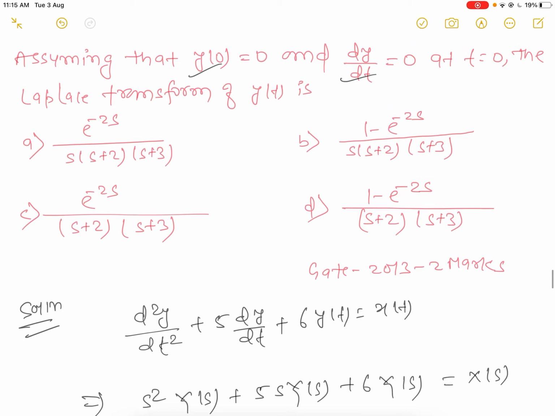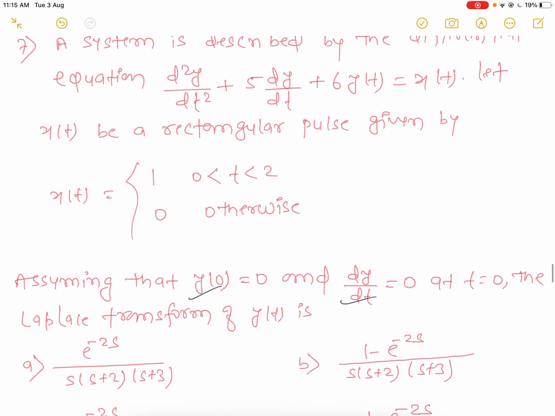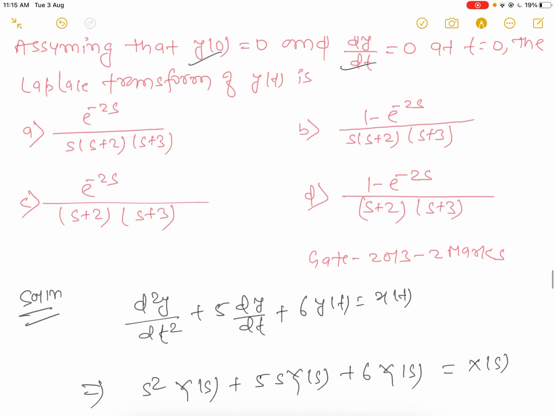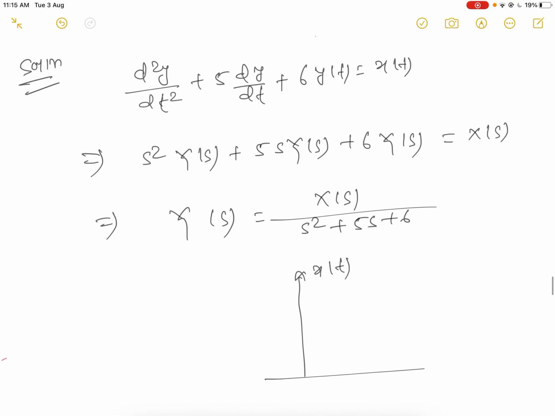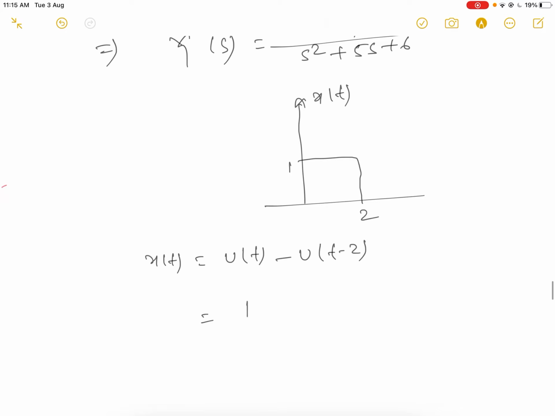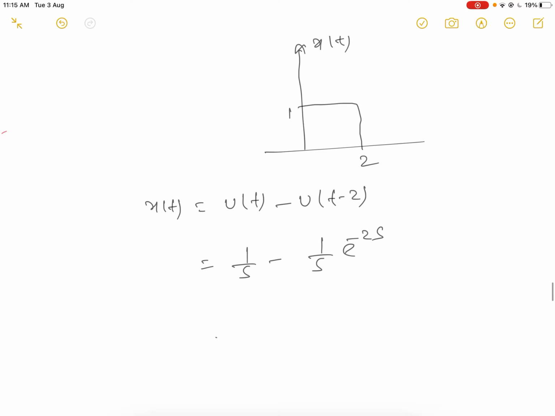If we get X(s), then we will get the result. So what is X(s)? x(t) is given with magnitude 1 for 0 to 2. So we can define x(t) equal to u(t) minus u(t minus 2). Then X(s) will be 1 upon s minus 1 upon s e to the minus 2s.